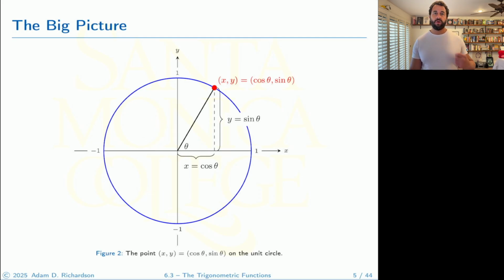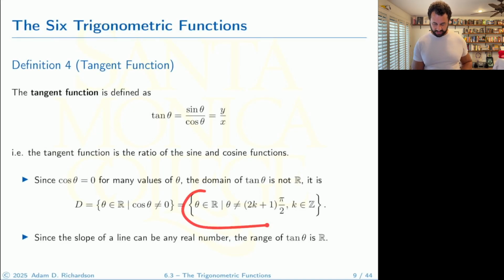So we're talking about pi over 2, 3 pi over 2, 5 pi over 2, 7 pi over 2, odd multiples of pi over 2. So those are cut out of the domain of the tangent function, all right? And that's what this gobbledygook here is saying. No vertical lines.